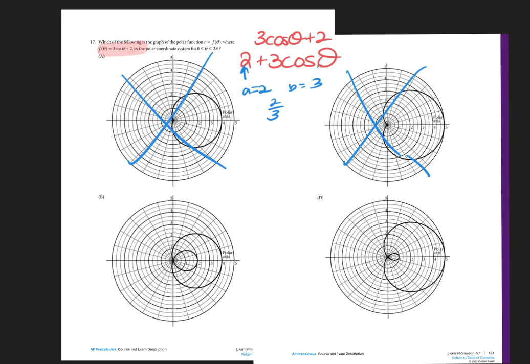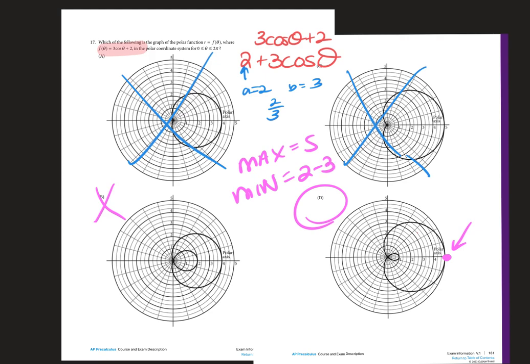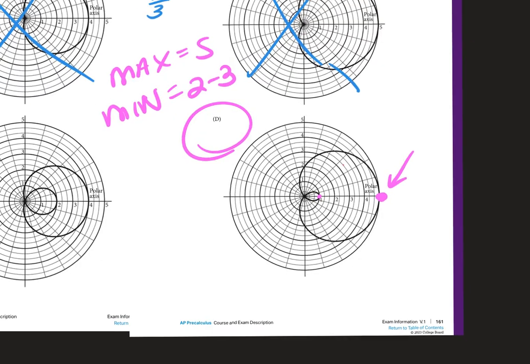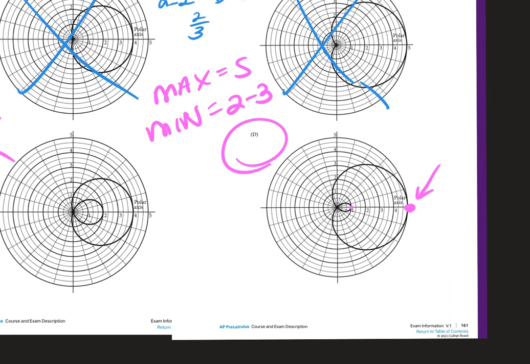And the other thing to look for is your max and your min. Your max comes from A plus B, which would be 5. So if I look, this is the only one that goes all the way to 5. That means I rule out B and D must be my answer. Let's say they both went to 5. I would look at the min, and the min is A minus B, 2 minus 3, which is -1. And that -1 also happens here. So both of those things confirm D is the shape you're looking for.